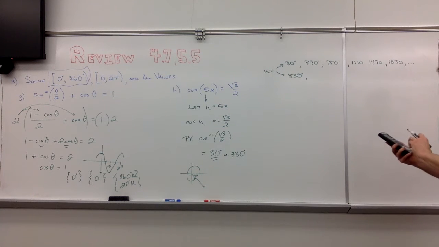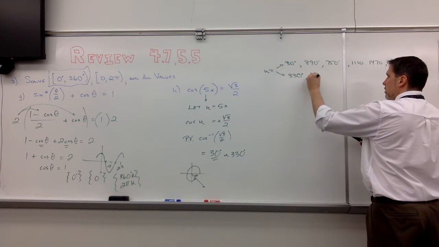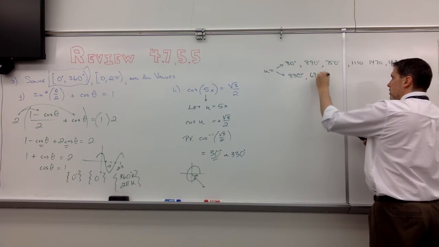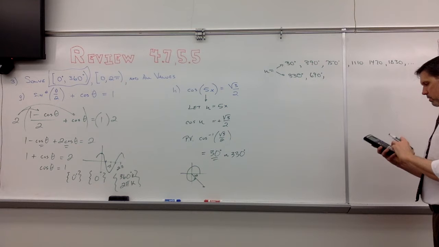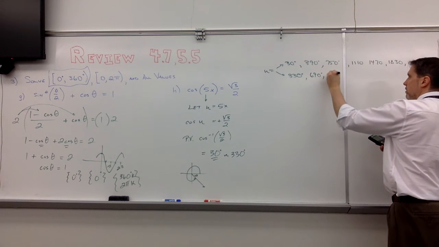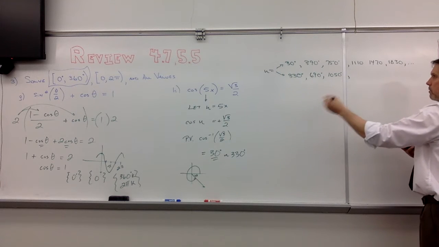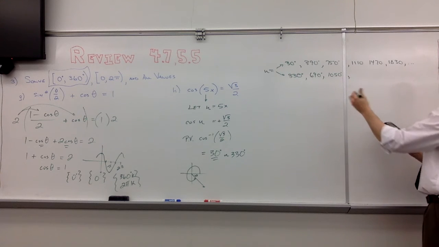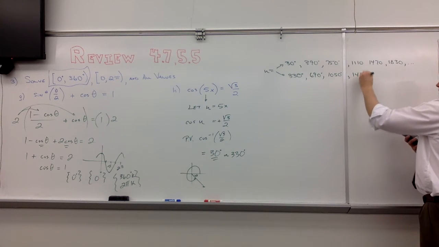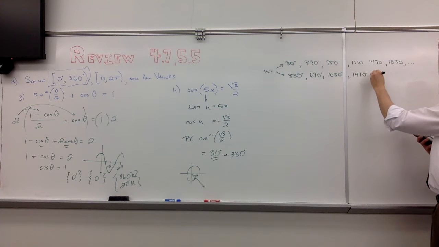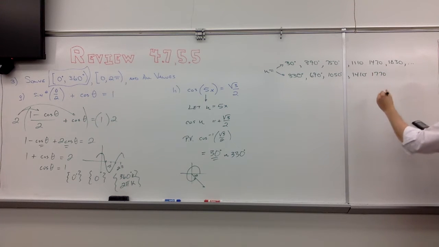Now I do the same thing for 330. 690, plus 360, 1050. 1050, and then we keep going. Enter, 1410, 1770, 2130. Again, we can add more if we need.